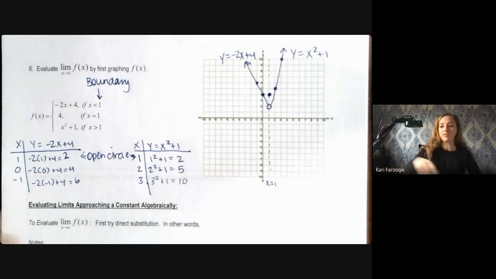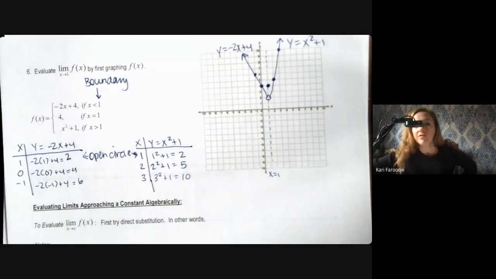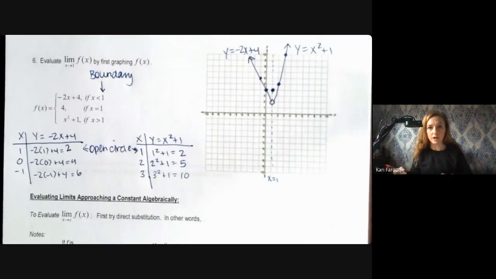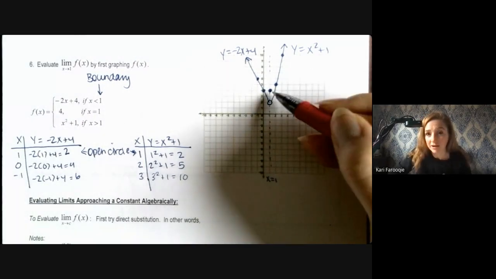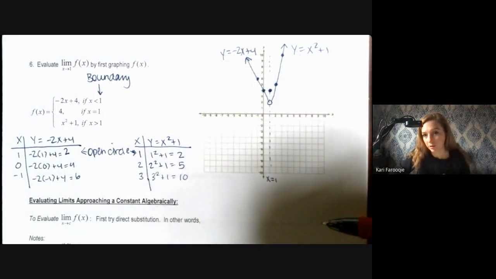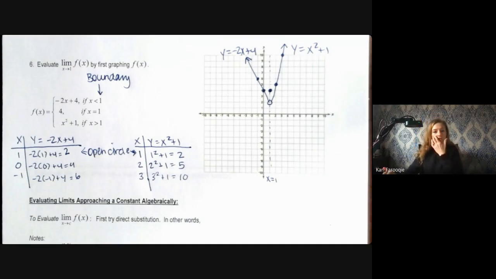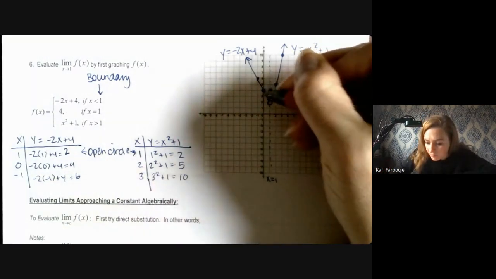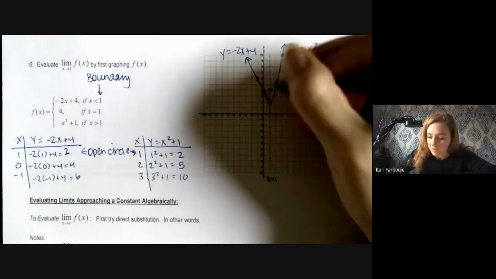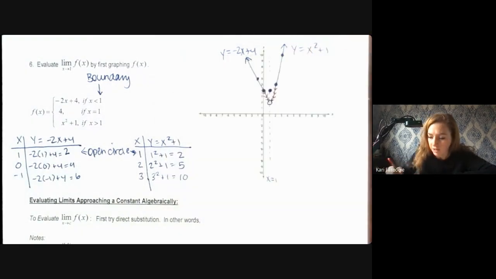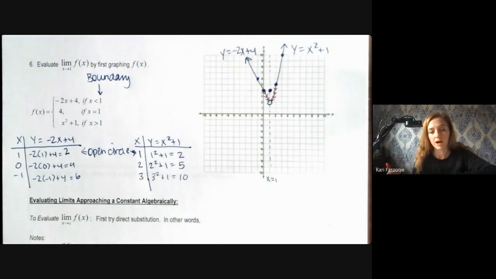Well, in this case, notice that even though f of 1 is 4, it doesn't matter. The function value and the limit value are not going to be the same here. As x approaches 1 from the left, you're going to see that y approaches 2. And as x approaches 1 from the right, again, y approaches 2. So we would say in this case that the limit as x approaches 1 of f of x is actually 2.